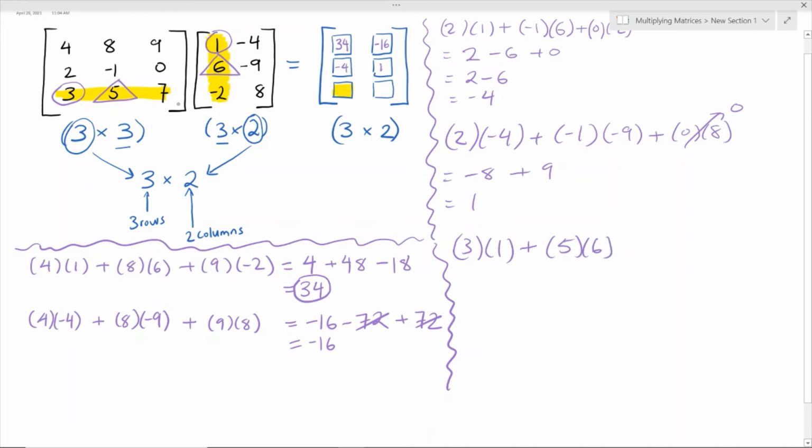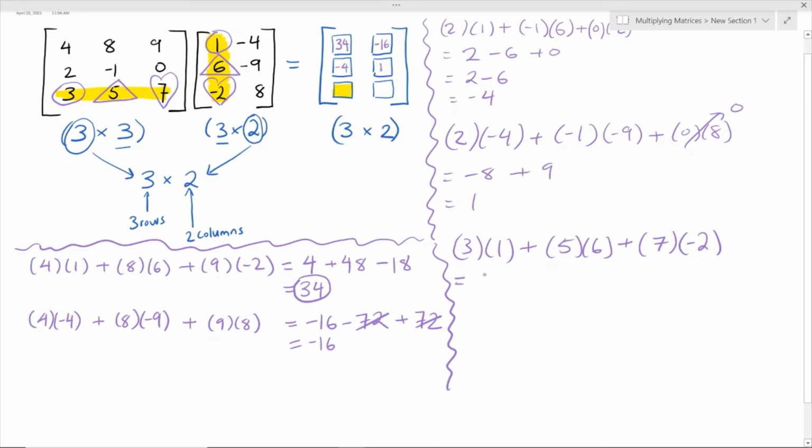And now lastly, for the third entry in this row, the third one in this column is negative 2. So this is the third one in the row, 7 is the third one, and negative 2 is the third one in the column. So 7 times negative 2, just like that. Now we just multiply it together.